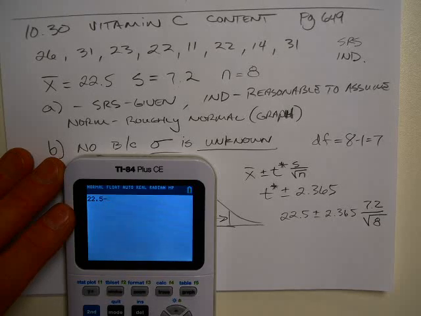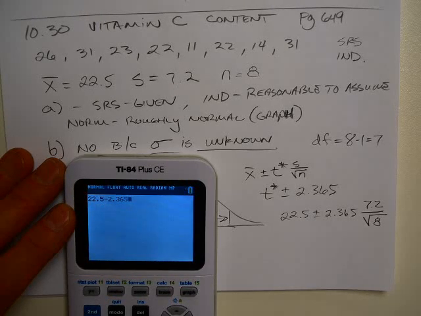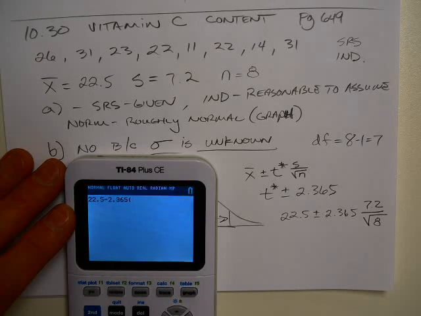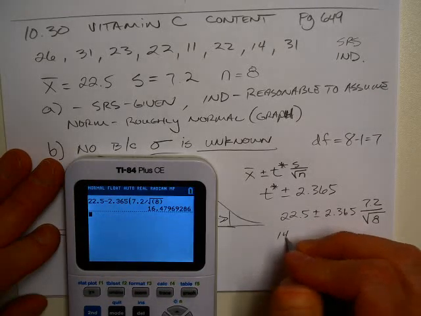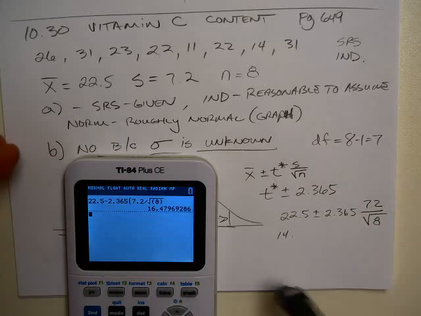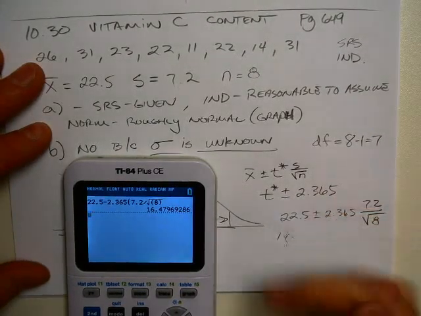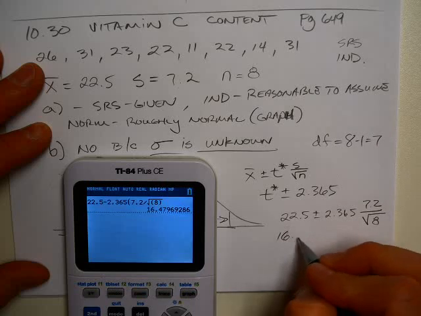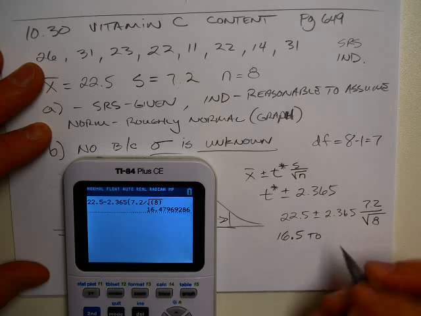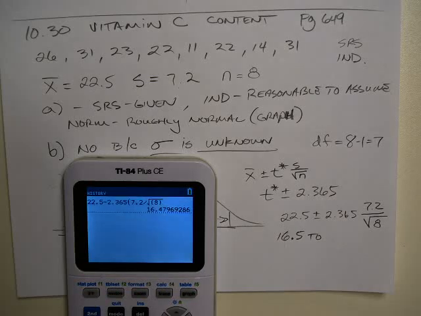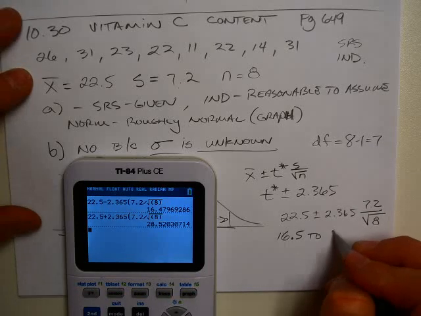So I'm going to go 22.5 minus 2.365 times parenthesis 7.2 divided by square root of 8. So I get that that's 16.5 about. Change that to a plus, 28.5.